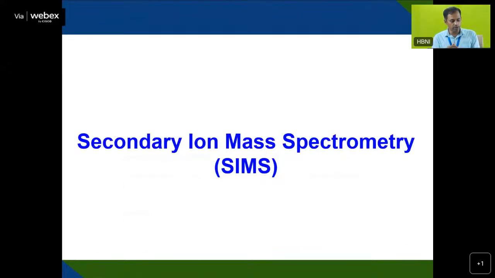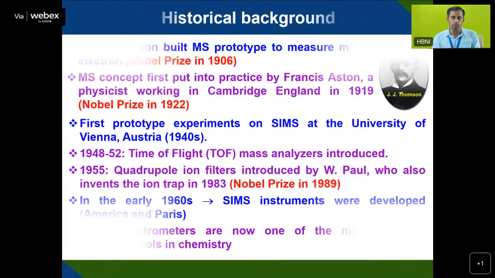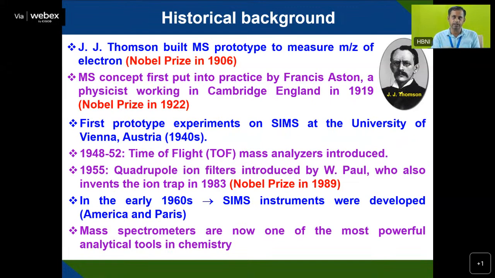So now we will discuss the last part, that is secondary ion mass spectroscopy, that is SIMS. In secondary ion mass spectroscopy, the ion beam is irradiated on the sample surface, and again ions are produced. So here we will study how that ion is interacting with the material.